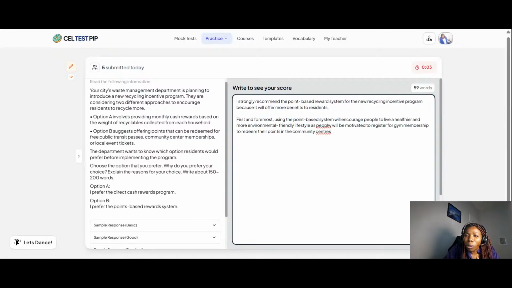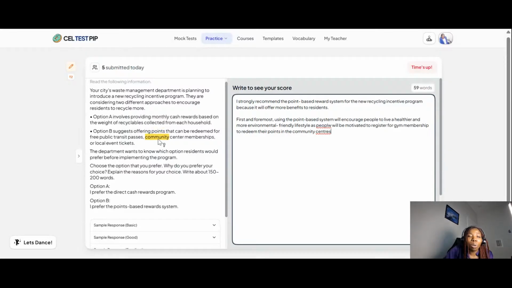I've used "will be motivated", so I can't use motivate two times. Don't repeat. If I use motivate here, I will also have to change this one to something else because I wouldn't want to be repeating the same word. Oh, there's a community center in Nigeria, Don Bosco, and you have different sport events.